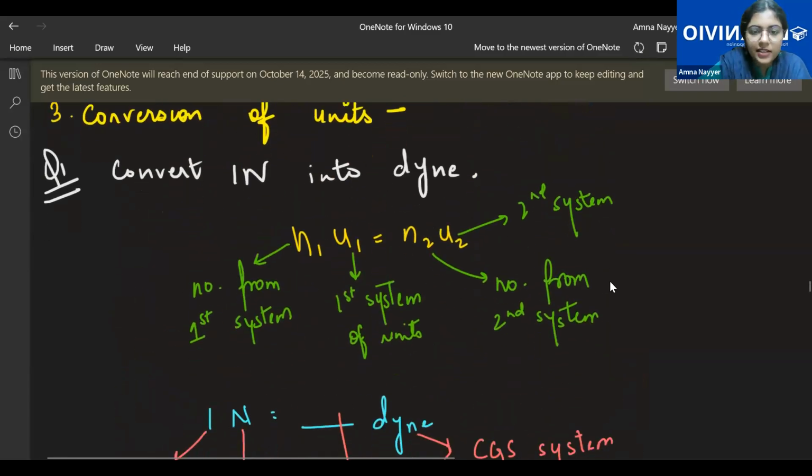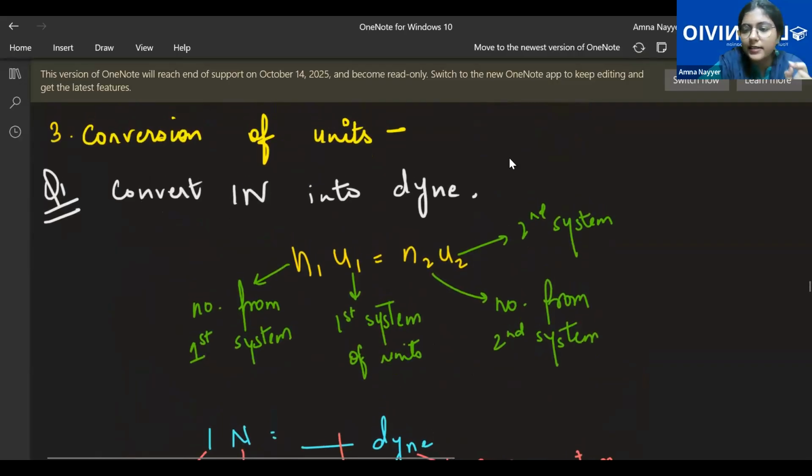Please note down this, and if there's any trouble with any step, just let me know that step. I'll repeat it for you. Okay. And tomorrow we'll discuss vectors. Please write it, class.